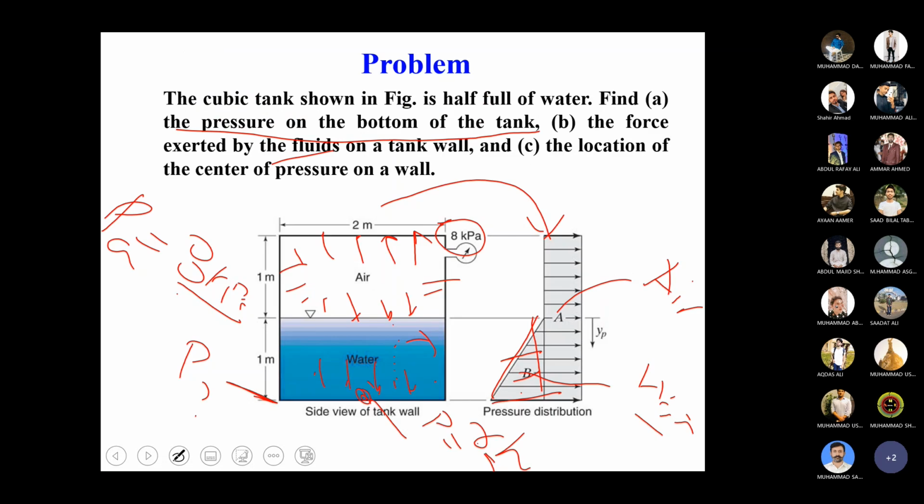So next thing which is required to be solved is force exerted by fluids on the tank wall. So we will separately find force.